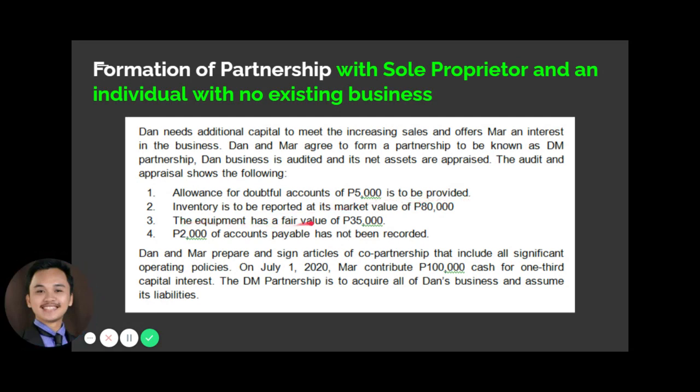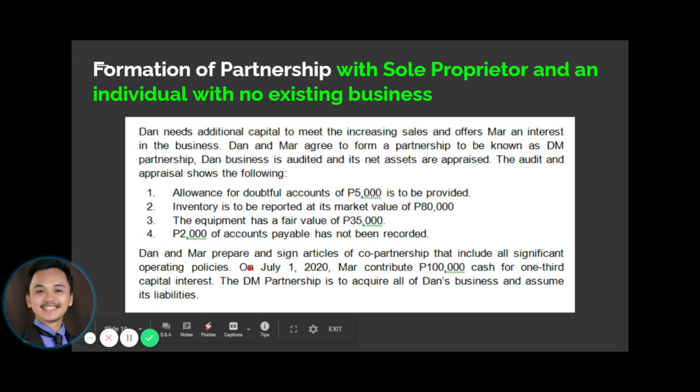Another, inventory is to be reported at its market value of 80,000. The equipment has a fair value of 35,000. So meaning, the equipment will now be recorded at its new fair value of 35,000. Whatever accumulated depreciation for this equipment in the old books will be closed, and it will now be continued with a new carrying amount of 35,000, and 2,000 of accounts payable has not been recorded.